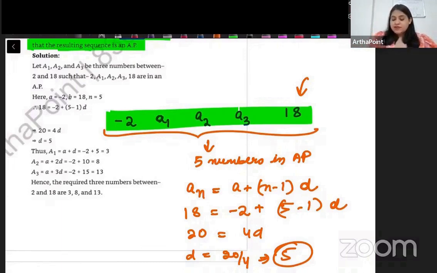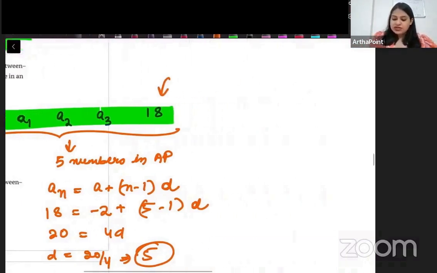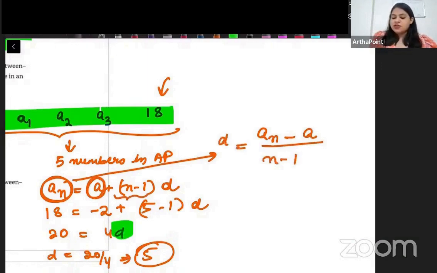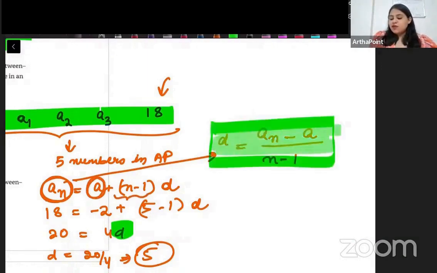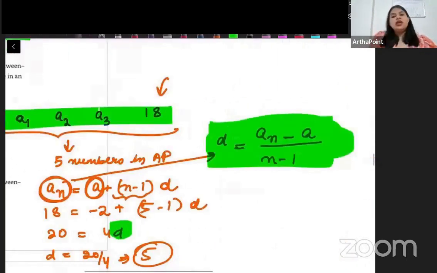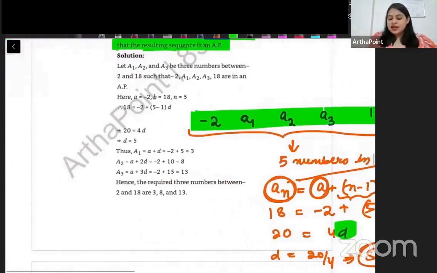So basically, ये जो हमने D निकाला है बेटा, how did I find this D? Beta, the last number of the series was given to you. I subtracted the first number of the series and divided it by n minus 1, and I got the common difference D. This is the formula to find the common difference D. Once you have found this common difference D, then you can find the entire series.